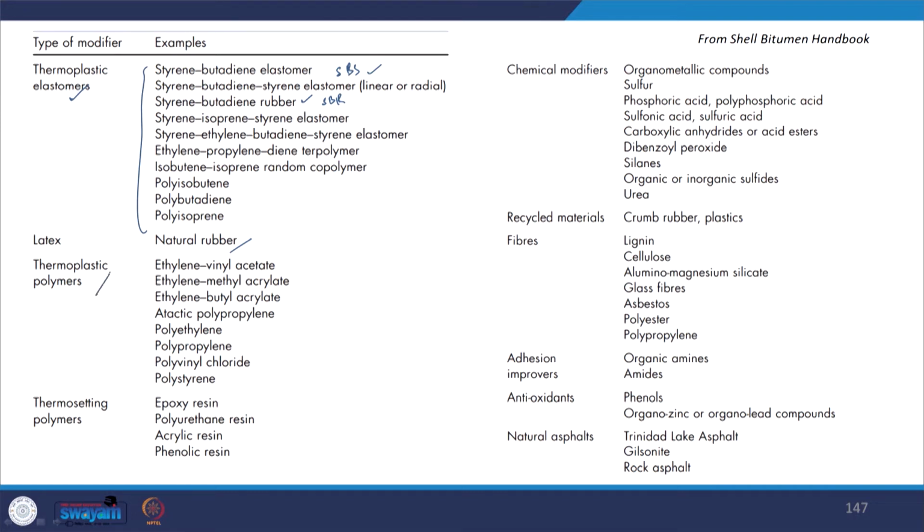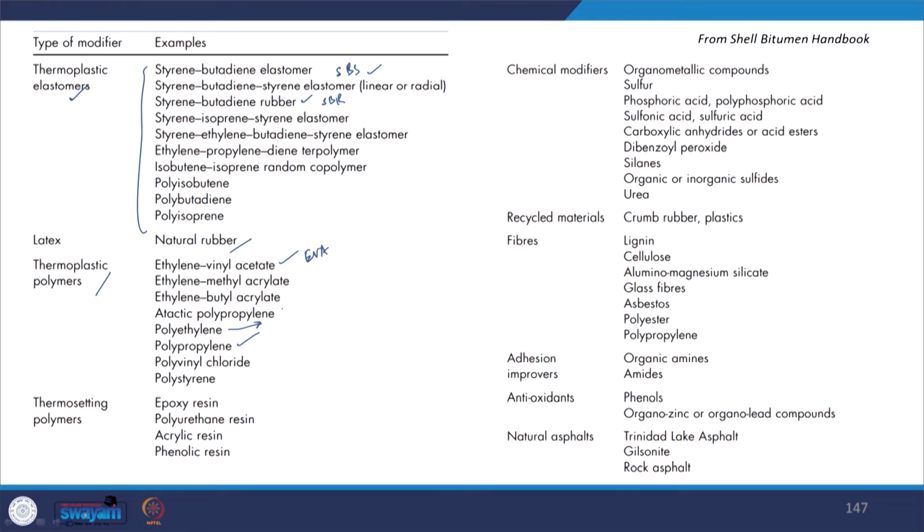Under the thermoplastic polymers, again we have various options, but the more common modifiers which are typically used include ethylene vinyl acetate, we call it EVA. We also have polyethylene, which can be a waste polyethylene or a virgin polyethylene. So, it can be both a reclaimed polyethylene or a virgin polyethylene. We also have polypropylene, which has been studied for modification of bitumen.